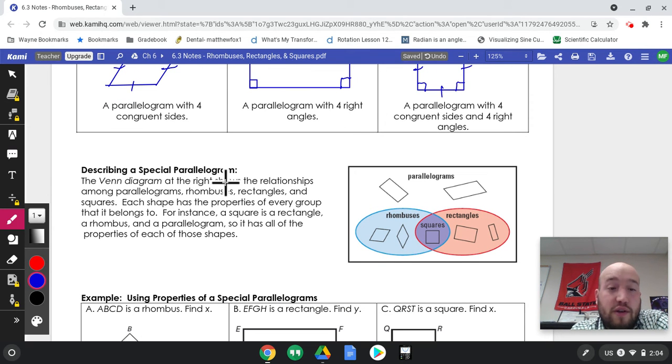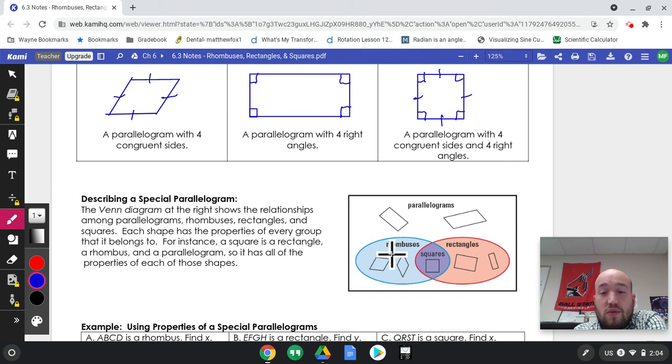So if we look here now, it says describing a special parallelogram. The Venn diagram at the right shows the relationship among parallelograms, rhombuses, rectangles, and squares. Okay, each shape has the properties of every group that it belongs to. So, for instance, a square is a rectangle, a rhombus, and a parallelogram. So it has all of the properties of each of these. Okay, so what we're saying is a square is a rhombus because a square has four sides that are congruent, just like a rhombus. It also has four right angles, just like a rectangle, so that's why it's in both of those.